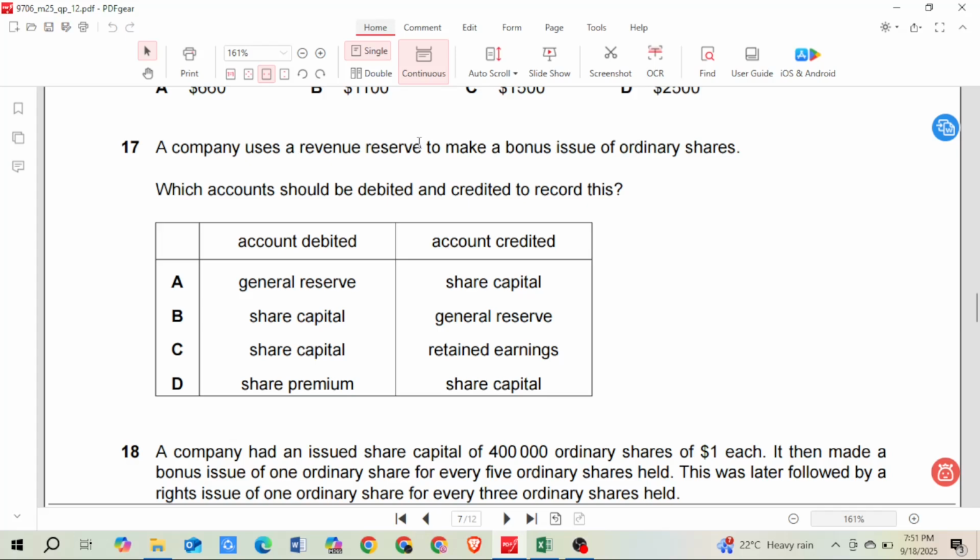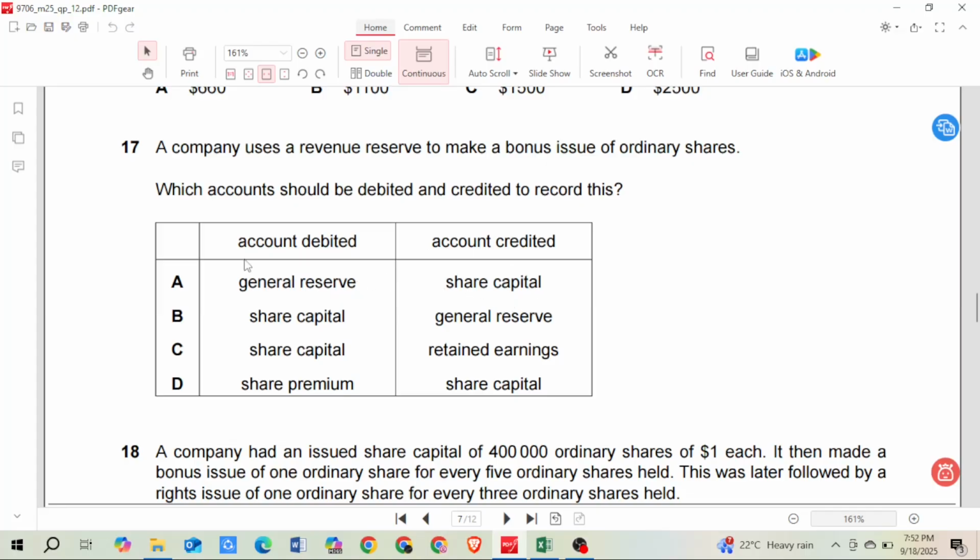If I'm using the revenue reserve, then revenue reserve should be debited, because all the amount from revenue reserve would be pulled out, and this money would go into the capital account. So capital account would be credited. So the answer is general reserve account debit and share capital credit. This is your correct answer because general reserve is a revenue reserve and this money was taken out from general reserve by debiting it, and the money was entered into the share capital account.